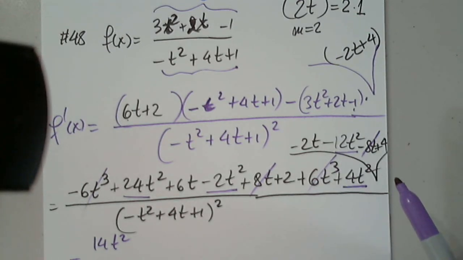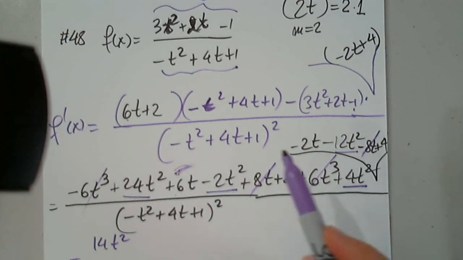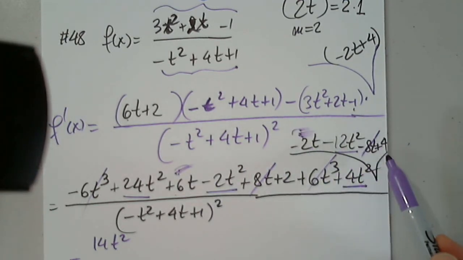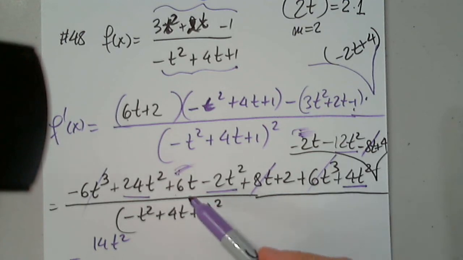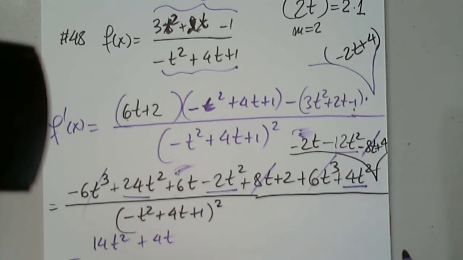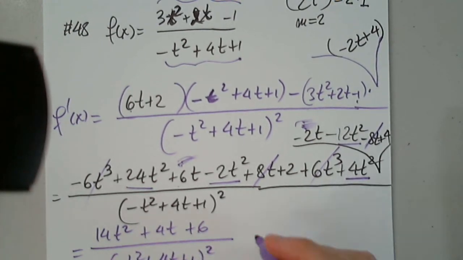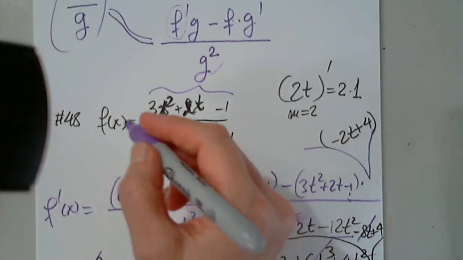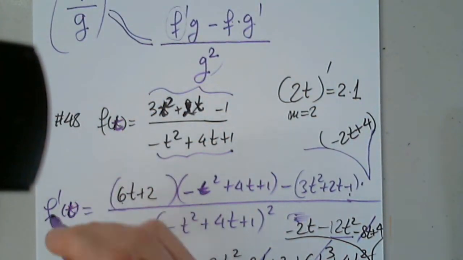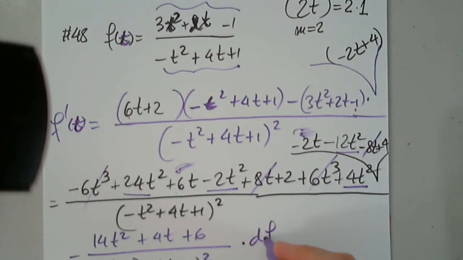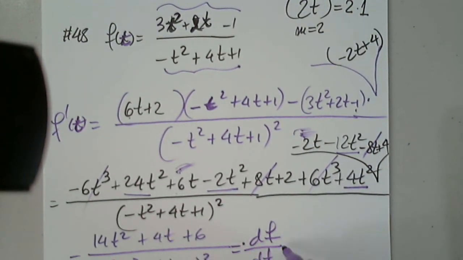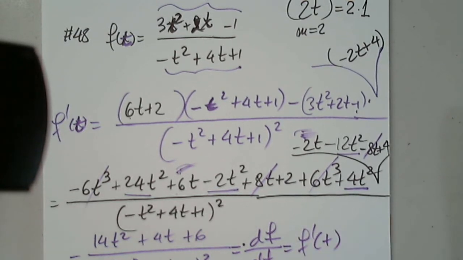Okay, now let's see this and this. There is no other t. So 6t minus 2t plus 4t. And now the free term, there is a 2 and there is a 4. So plus 6. Negative t squared plus 4t plus 1, everything squared. This, oh, sorry. This is df over dt, or f prime of t. The Leibniz notation or the regular notation.